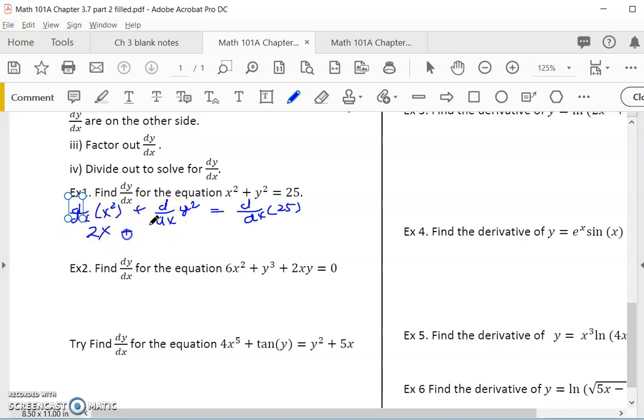This doesn't match, so we have to change it to d dy. So it matches the y squared that we want to do, but at the end we would put dy dx, so that eventually this dy and dy cancel. Think of it that way. And then d dx of 25 is a constant, so this is 0.